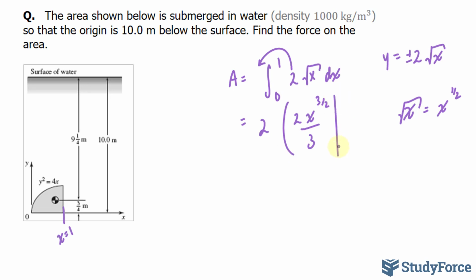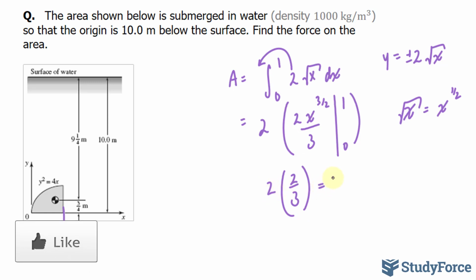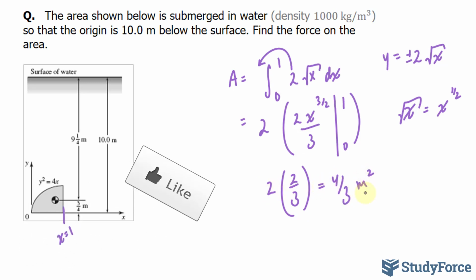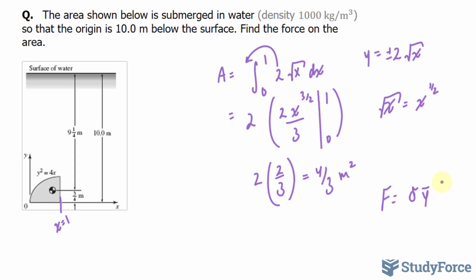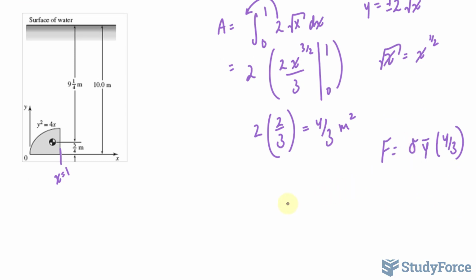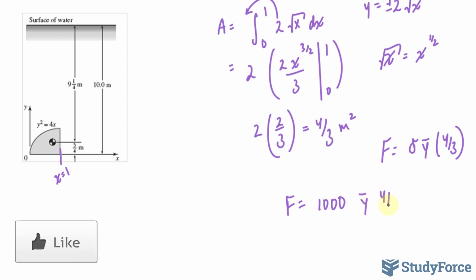And now I'll find out what this is when x is 1 and when x is 0. When x is 1, this is 2 over 3. When x is 0, this is 0. So I'm going to multiply 2 over 3 times 2, and I end up with 4 over 3 meters squared. This is the area. Remember, our formula is force is equal to the density, which is represented by the Greek letter delta, times the y coordinate of the centroid, times their area, which is 4 over 3. I'm also going to replace this now with 1,000. 1,000 times the y coordinate, 4 over 3.